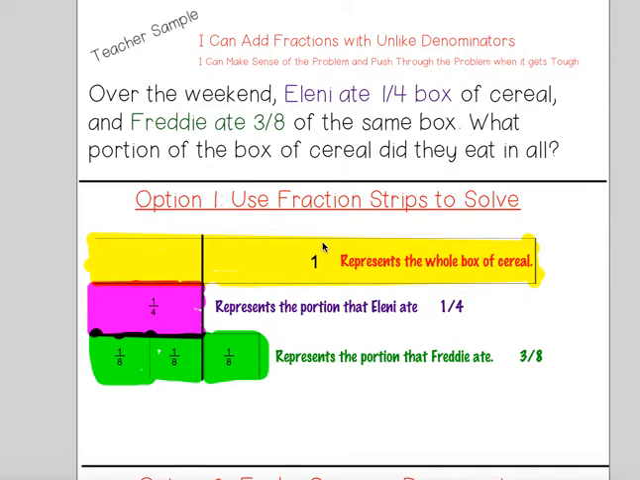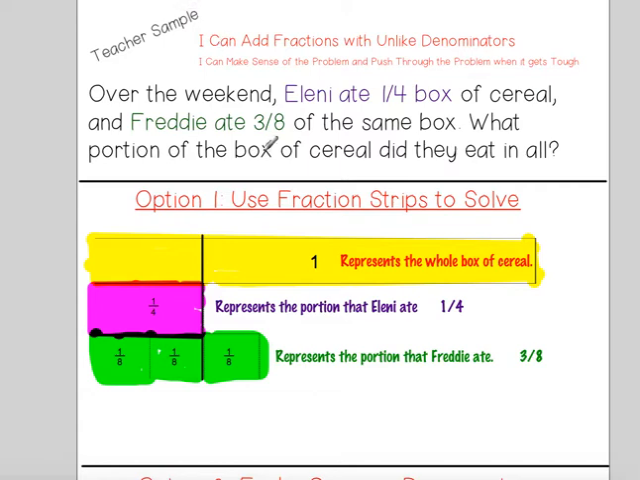Your other I can statement is I can make sense of the problem and push through the problem when it gets tough. So we're working on perseverance today as well. Your sample problem for today is: over the weekend, Eleni ate 1/4 box of cereal and Freddie ate 3/8 of the same box of cereal.